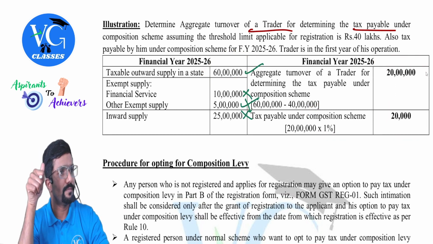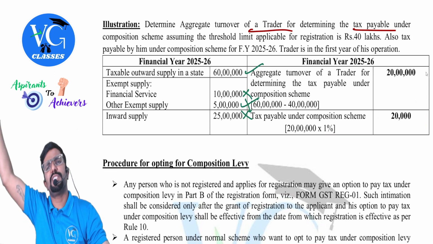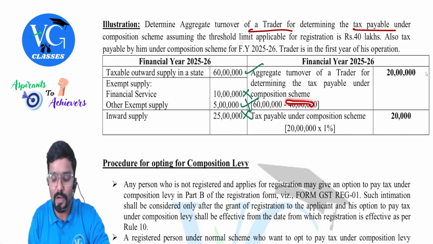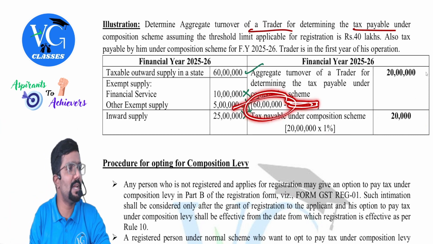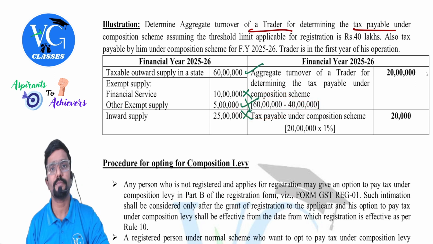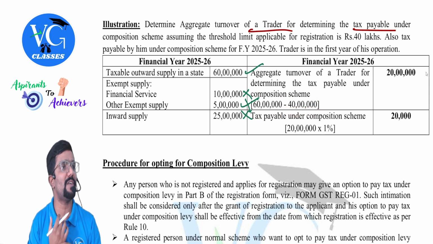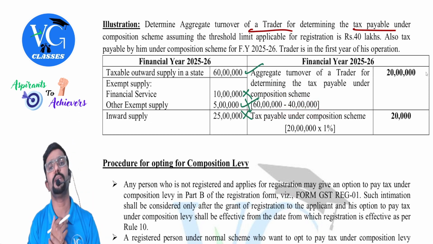Hope you guys understood. Sir, what if he is in the 5th or 6th year of business? Then this will not come. So he has to straight away pay 60 lakh into 1%. Got it? Please be careful. This is normally when he has started the business for the first time, newly. For first year, they will give this benefit.